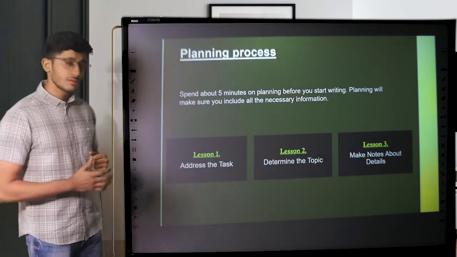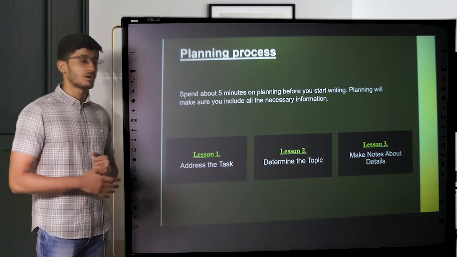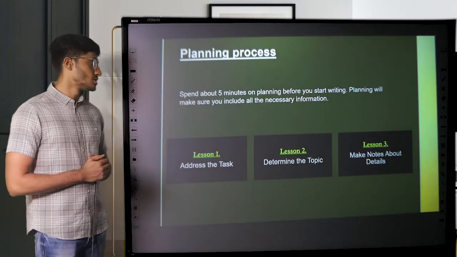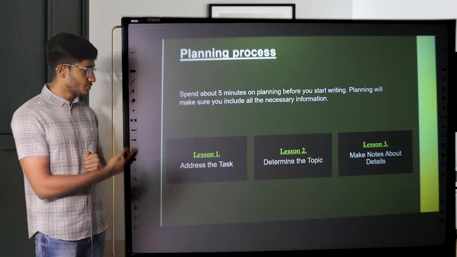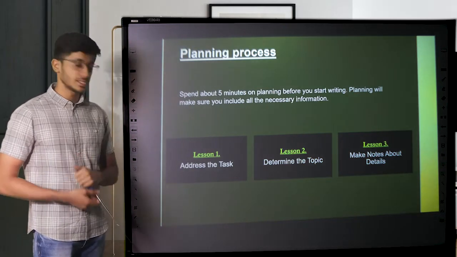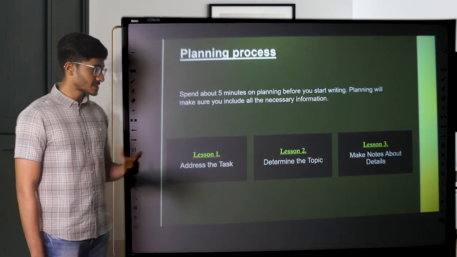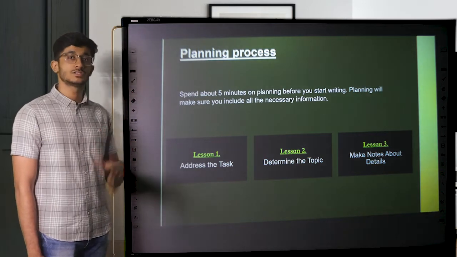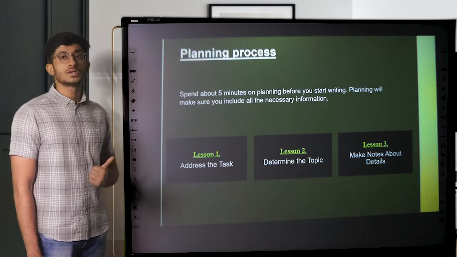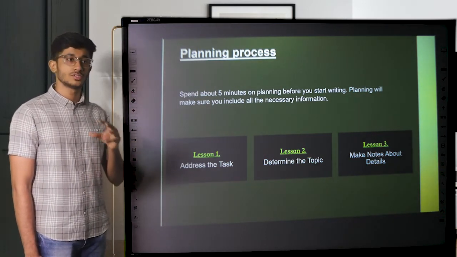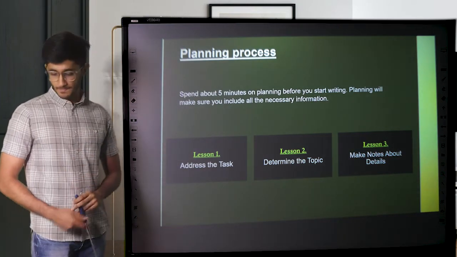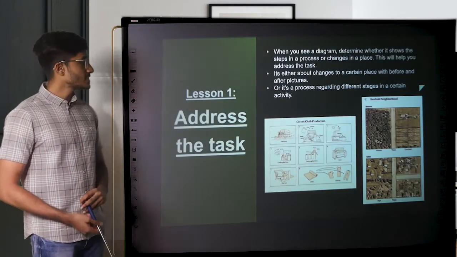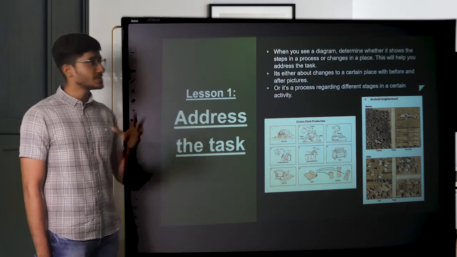So, moving on to the planning process, which is the main agenda of this video. The planning process can be divided into 3 steps. The first one is you have to address the task. The second one is you have to determine the topic. And the third one is you have to make notes of the details. So let's start with the first one, addressing the task.